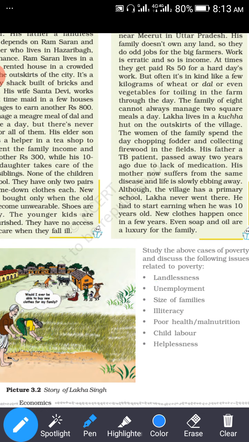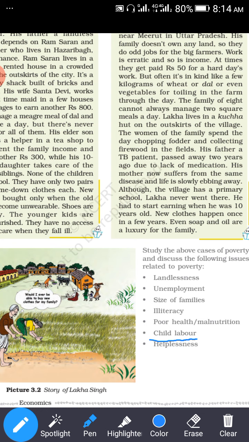If a person has their own land and money, but the health is not good, obviously the person cannot develop themselves along with the family. And malnutrition is also an important reason for what? For the poverty. Another important reason is child labor. Child labor is also related to poverty.